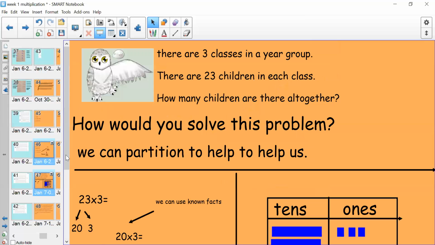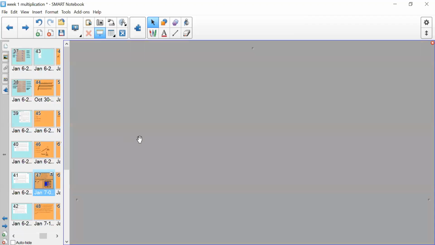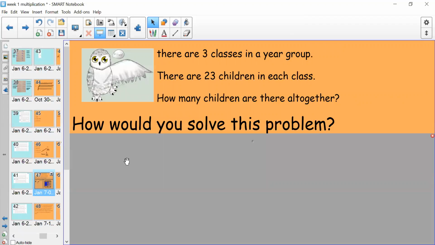Okay, so today's big question is, so I just want to put a screen up so you don't see the answer. Okay, there are 3 classes in year 4. There are 23 children in each class. How many children are there all together? So I'd like you to pause the video and think about how you would solve this problem to get the answer.